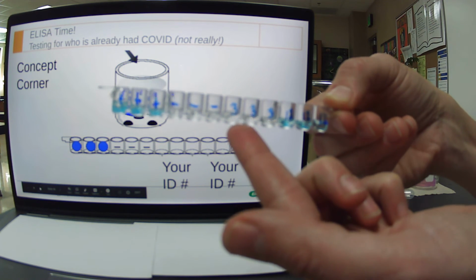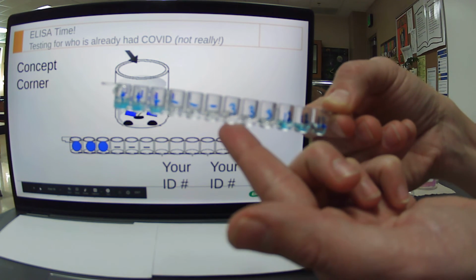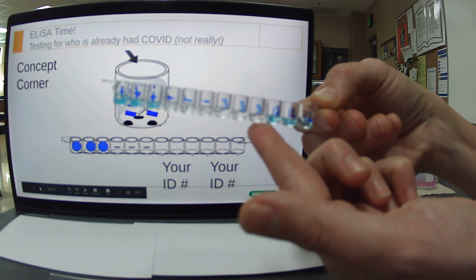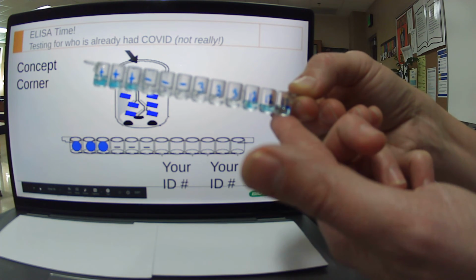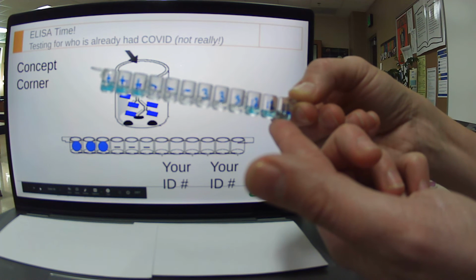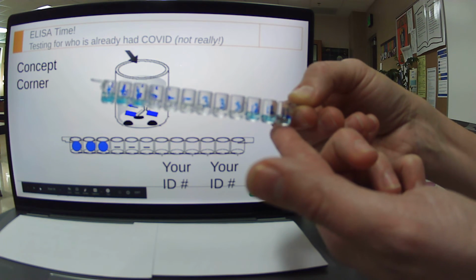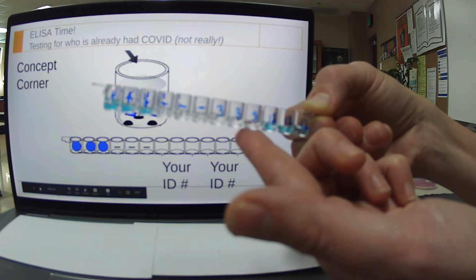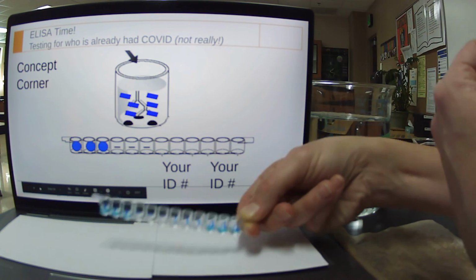Then we had our 2 patient samples. These wells right above my finger are patient 3. So far, they have stayed completely clear. There's no color there. But these 3 wells are from patient 12, and they are turning blue, which means the antibody was present in patient 12, but not in patient 3.